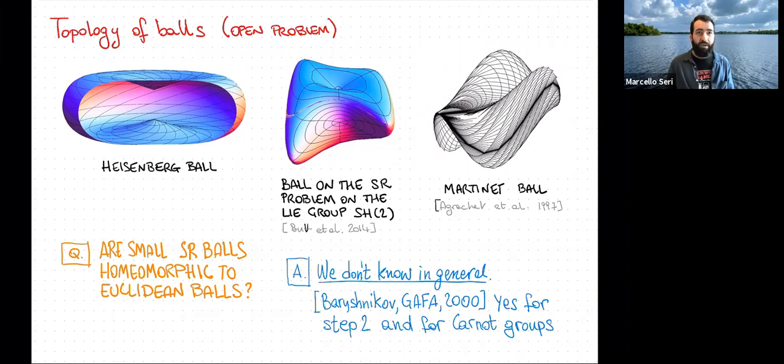Baryshnikov's paper is 7 pages. It's beautiful, clean, technical, but very clean. And that's the only thing we know, as far as I'm aware, about the topology of small balls. So we know that they are homeomorphic to a Euclidean ball, but only in those 2 specific cases.